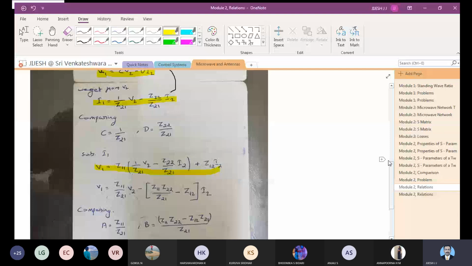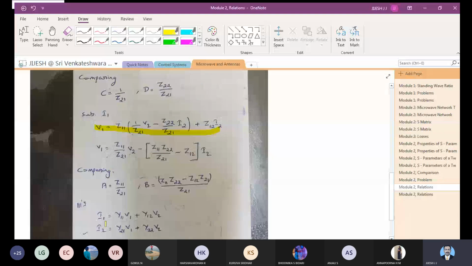We have to do this similarly for Y parameters also. You will get I1 is equal to Y11 V1 plus Y12 V2 and I2 is equal to Y21 V1 plus Y22 V2. We will do it in the next class. So today we will wind up here and continue further in the next class. Okay, everything is clear for you? Yes, sir. Okay.